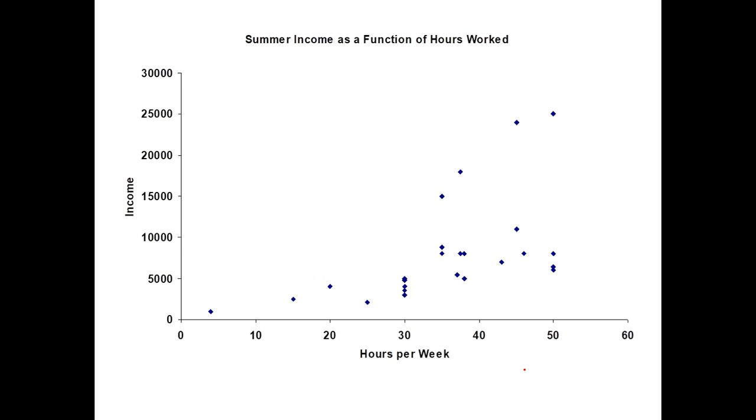Now, if you plot, you can see there is some trend. As hours per week increase, income is also increasing somewhat. The person who is working about 50 hours a week is getting some 25,000 for this work.